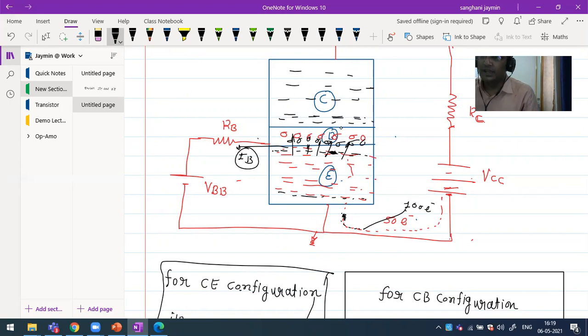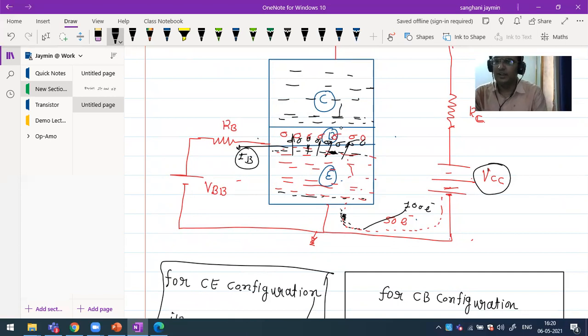Why? Because the emitter emits its own electrons. See this point very carefully. Electrons from the VCC are transferred via the emitter, then the base, and then travel towards the collector. So this is the configuration related to the common emitter configuration of the transistor, and it is known as the common emitter configuration. Please see this point very carefully.